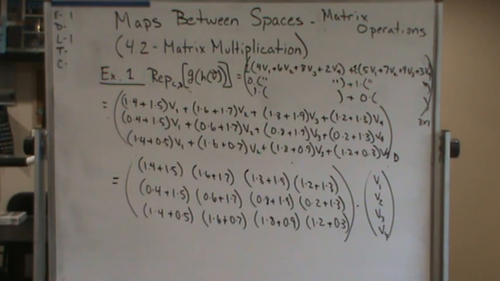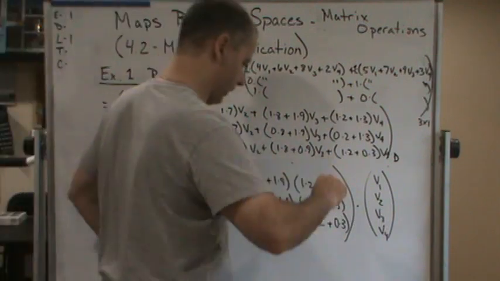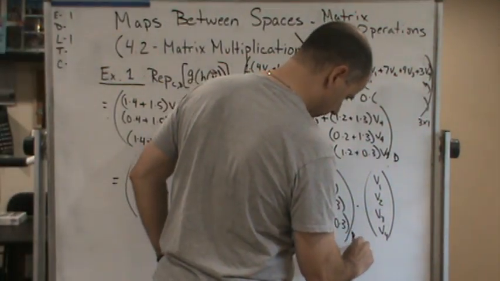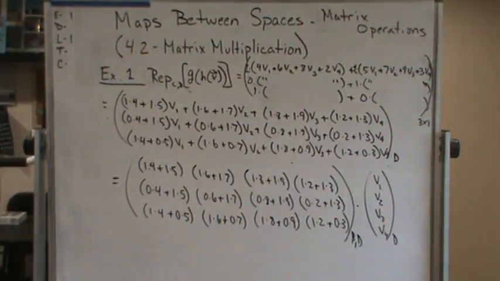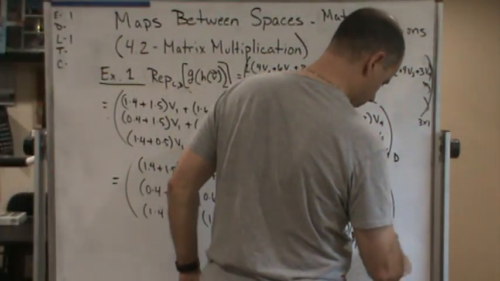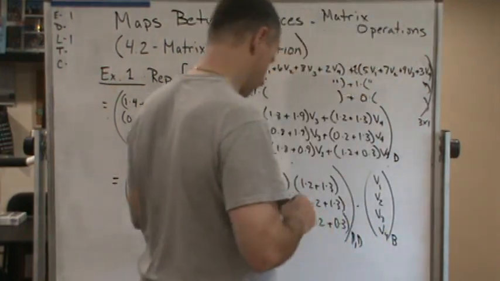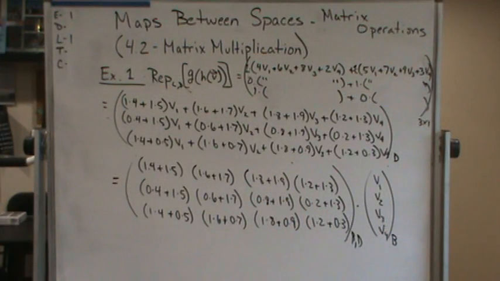And so the matrix representing G circle H has the rows of G combined with the columns of H. Oh, let's make sure we get the notation right. So this is going to be B comma D, and this is, oh, hold on, not B, this is B, because we're coming from the domain. All right. Now we're going to introduce a definition and do some examples.